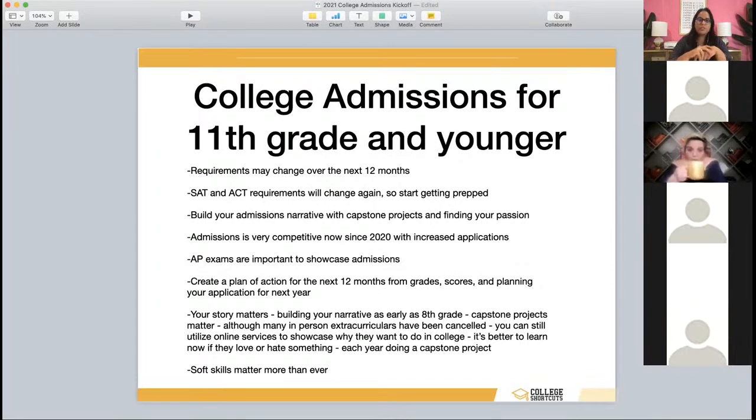Big thing to remember is to build your admissions narrative and make sure to find your capstone project and find your passion. Through these next years, they're still expecting students to figure out what their major is. They still want people to figure out what they want to do, and they want to showcase that each year with different projects. Now, I know a lot of stuff was canceled in person, but it doesn't mean you can't utilize online services, one-on-one coaching, figuring out what your passion is, even at home.